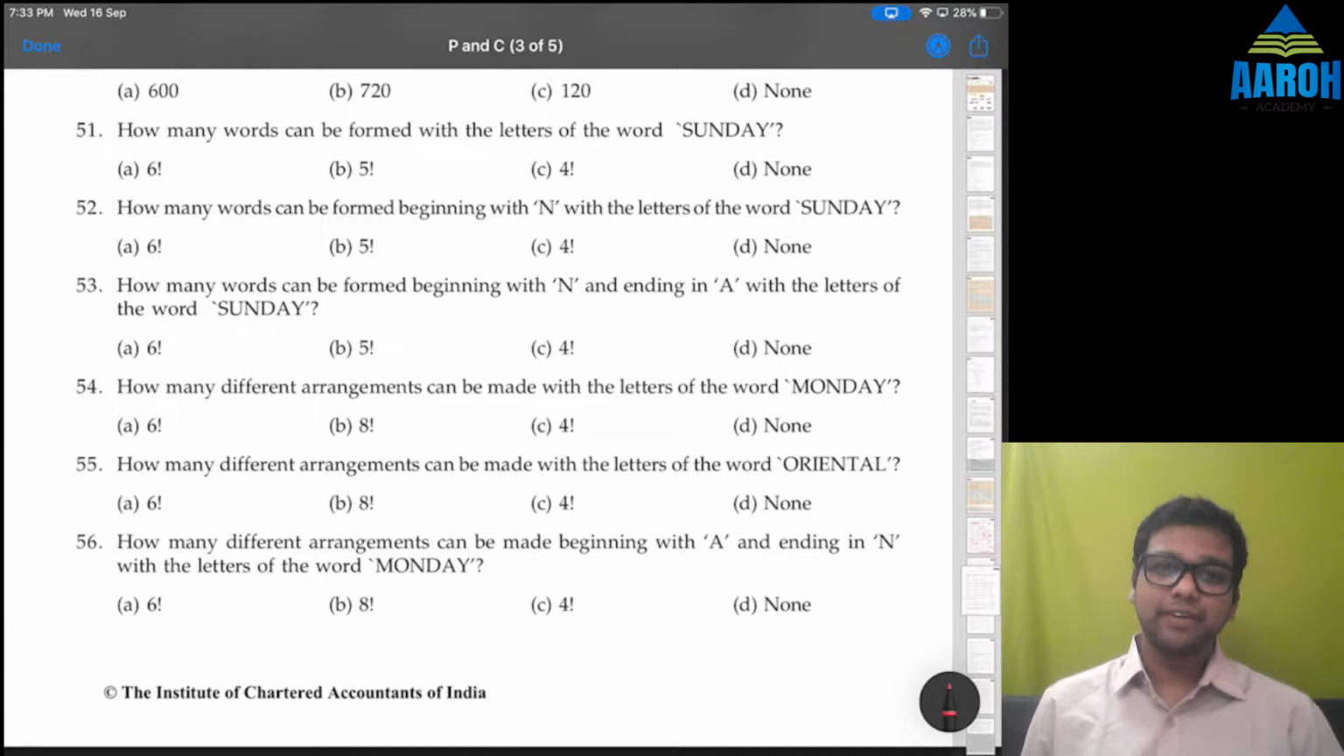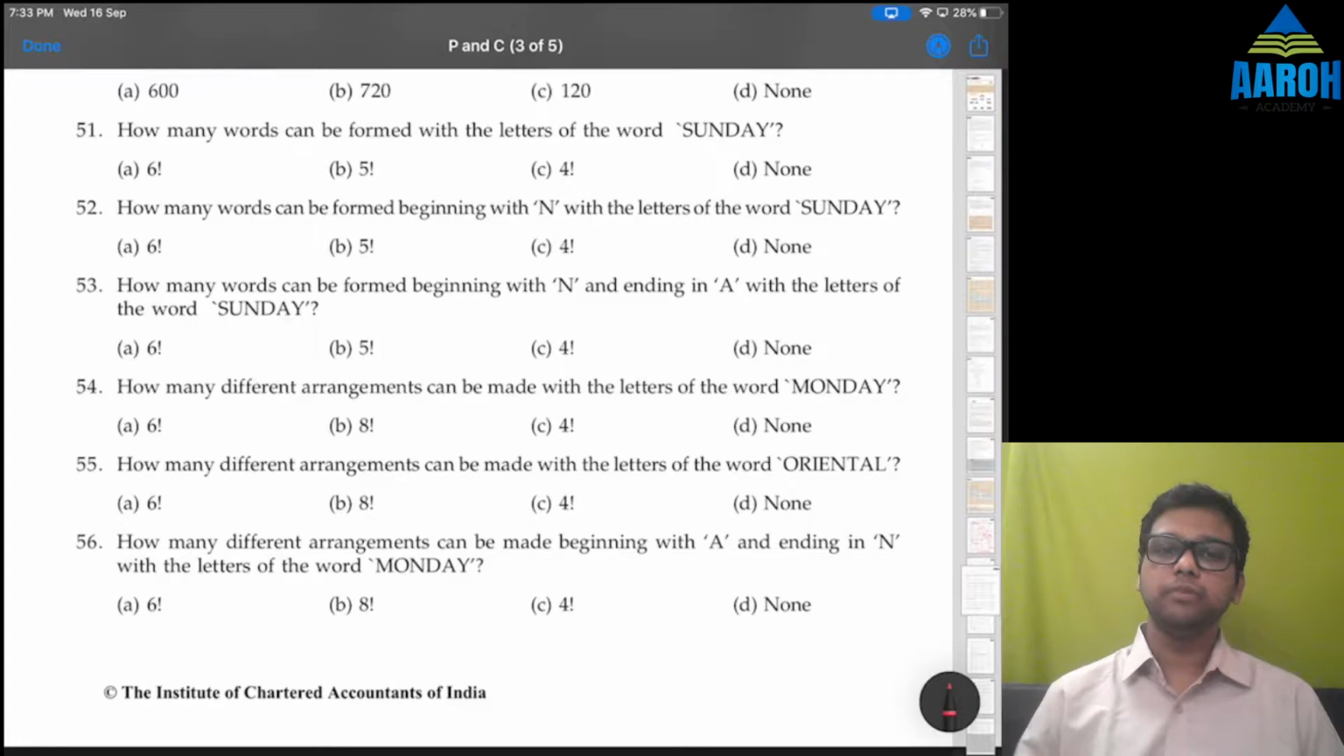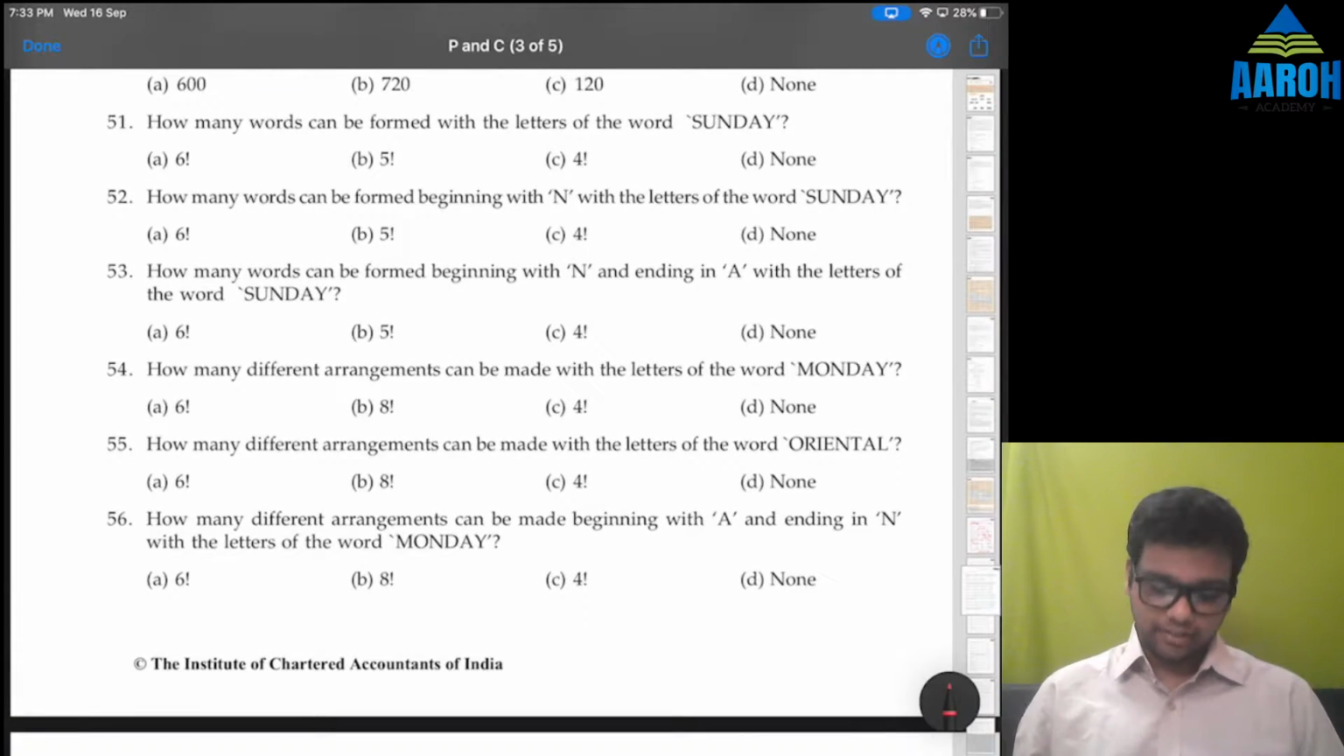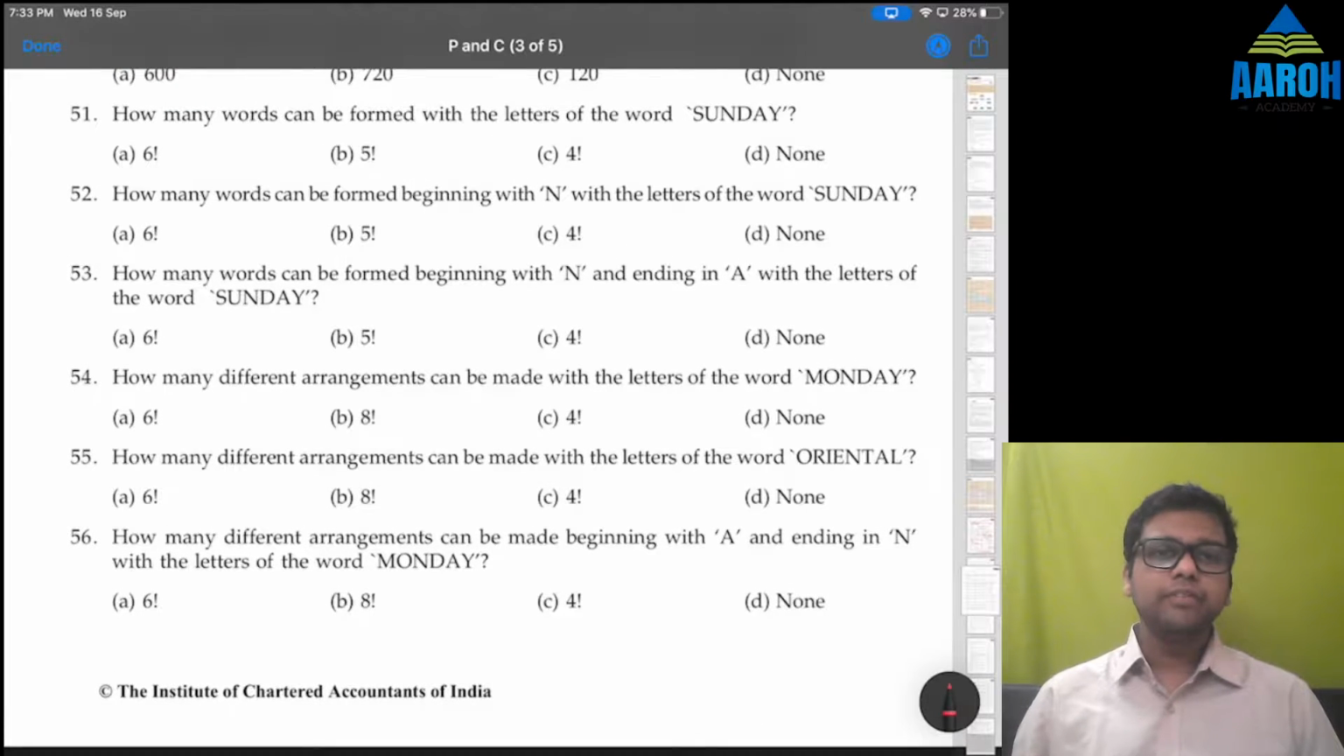Okay, so let's start with the next questions. Questions 51 to 75 from the Permutations and Combinations question bank. Let's start. 51. How many words can be formed with letters of the word Sunday? There are no repetitions there. SUNDAY, 6 letters. So 6 factorial is the answer.